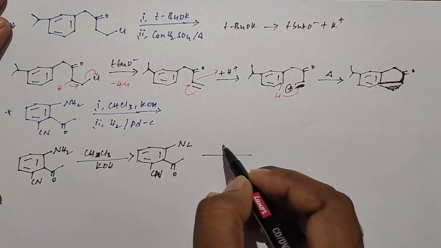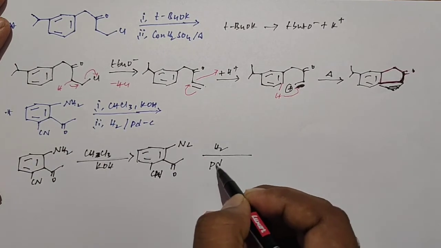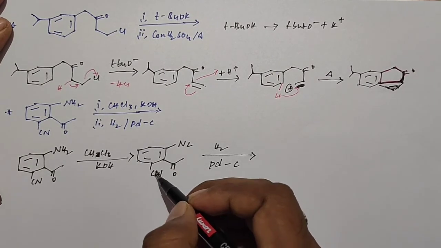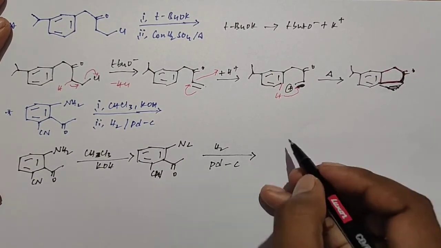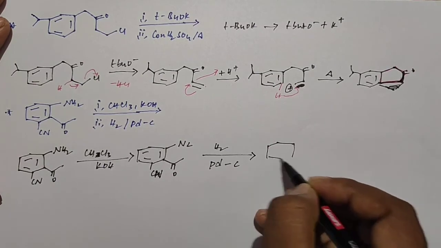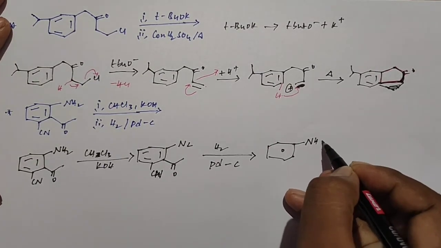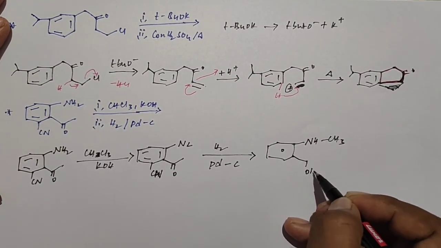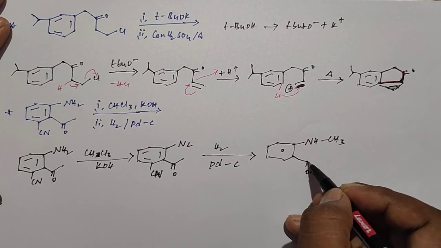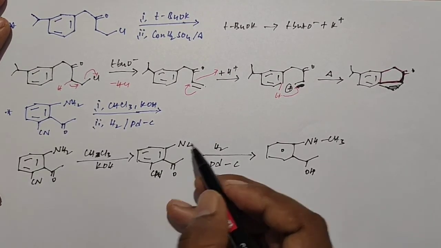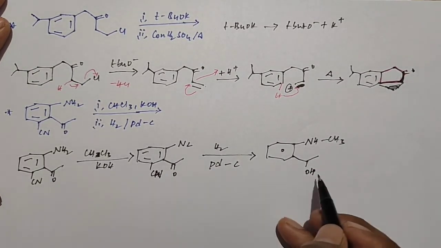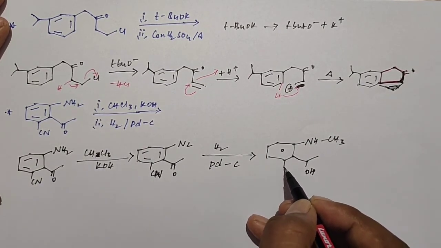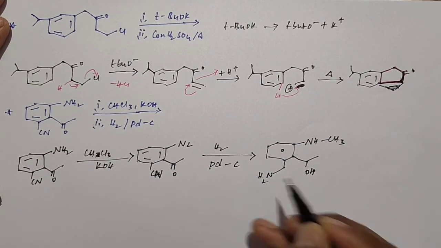So this is the product we get after it undergoes reduction in the presence of palladium on carbon. At that time the isocyanide group, the keto group and the cyano group all undergo reduction. Then we get the product. So the isocyanide group is converted into the secondary amine, the keto group is converted into the secondary alcohol, and the cyano group is converted into the primary amine. So this is the final product.